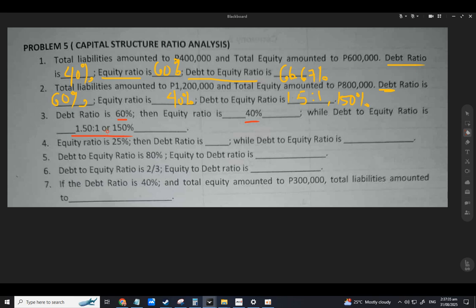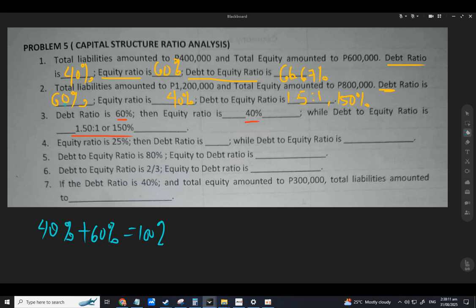Let's go to number 4. Equity ratio is 25%, while debt ratio is blank and debt to equity ratio is blank. How do we solve this? We don't have total assets or anything, only percentages. If you notice in numbers 1 and 2, they are complementary. When you add the debt ratio to the equity ratio, they equal 100%. 40% plus 60%, they are always 100.